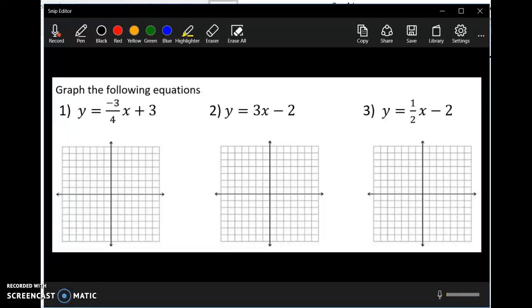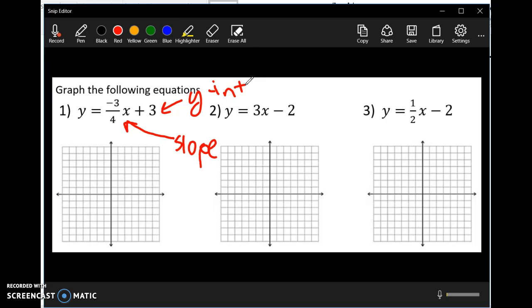Okay, so let's start this review by going over the first three problems. In these first three problems, what we want to do is graph these lines. And what you should note before is negative 3/4, that's your m or your slope. And then 3 is your y-intercept.